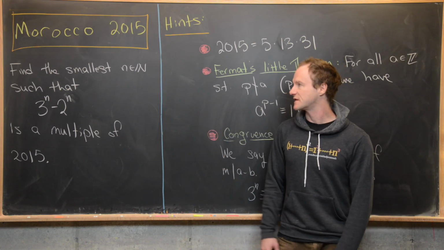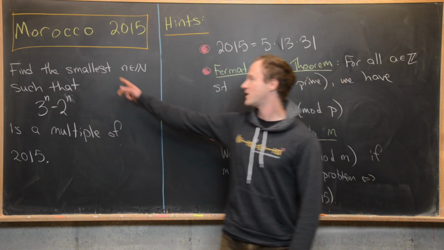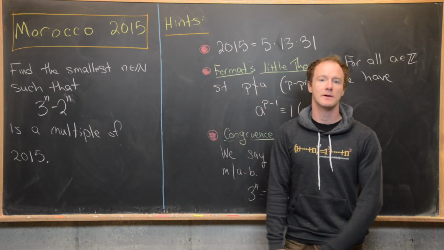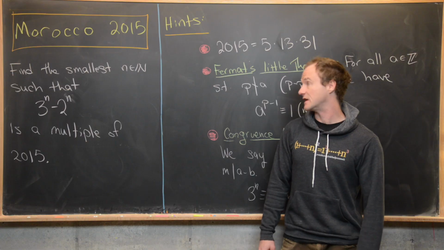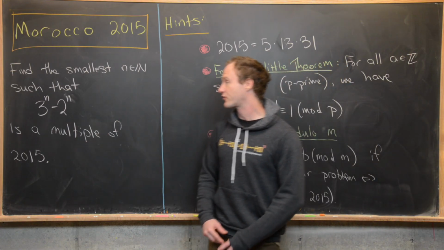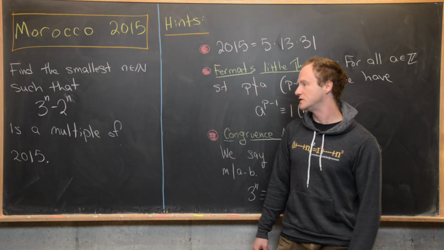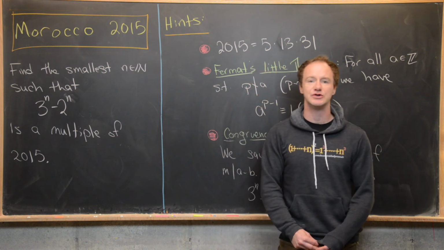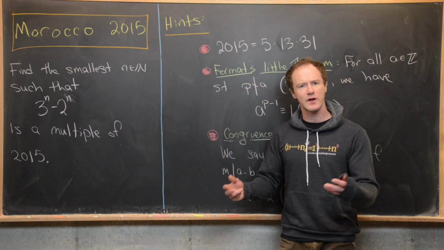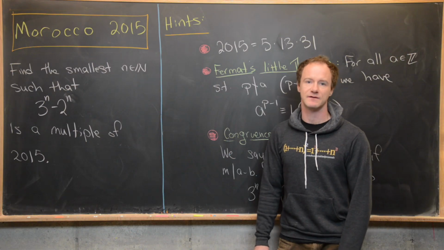Okay, so let's look at the statement of this problem. We want to find the smallest natural number, and by natural number I mean positive integer, such that 3 to the n minus 2 to the n is a multiple of 2015. So in other words, it's divisible by 2015.